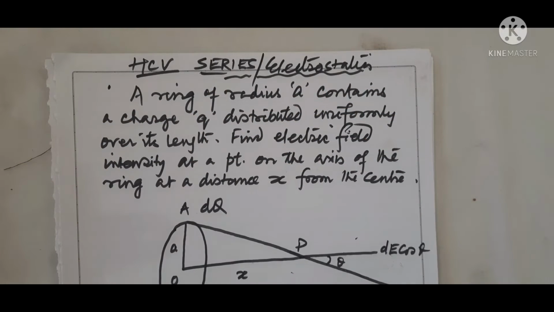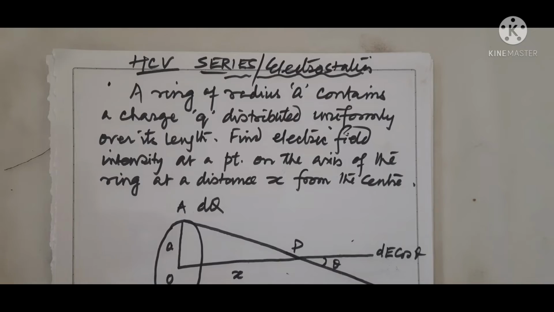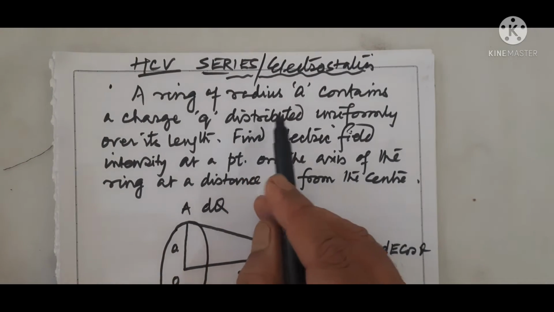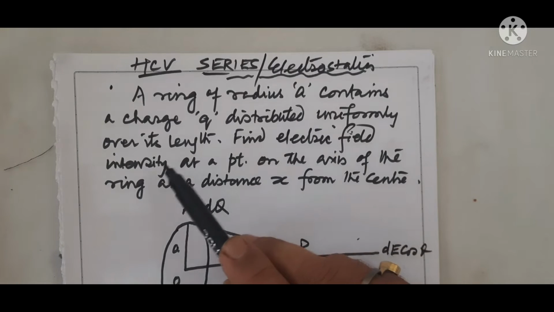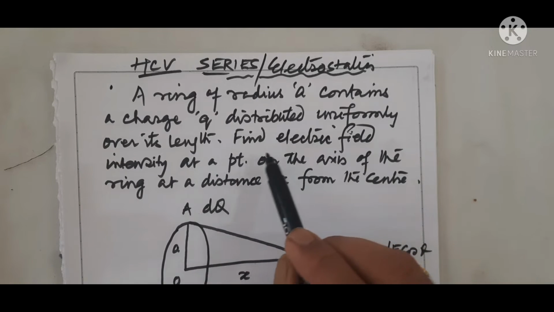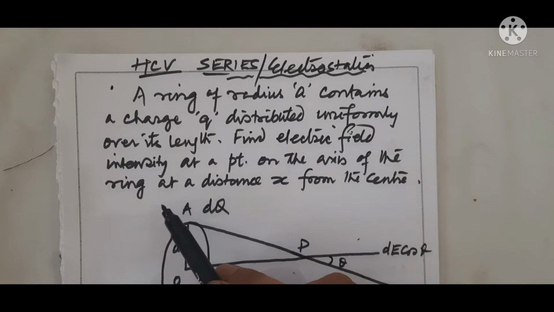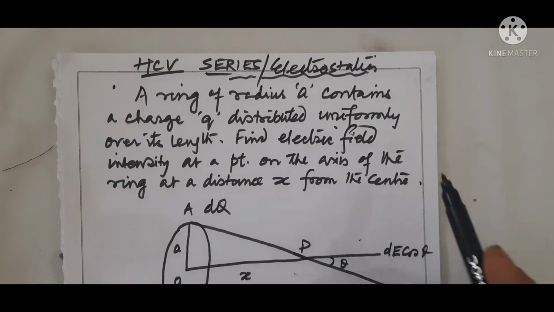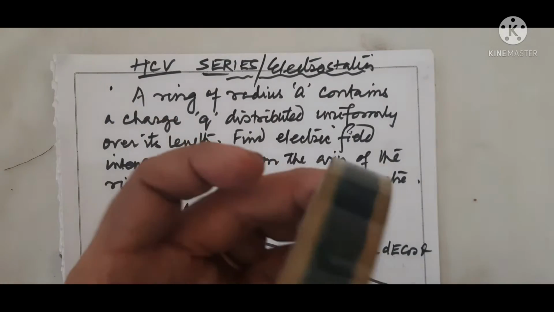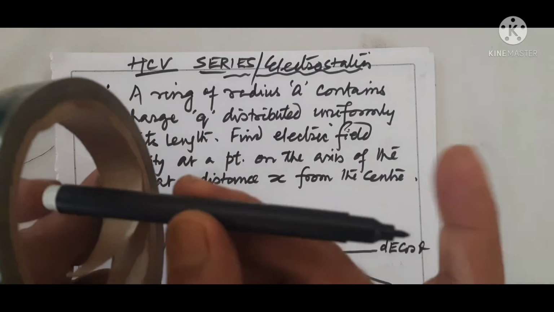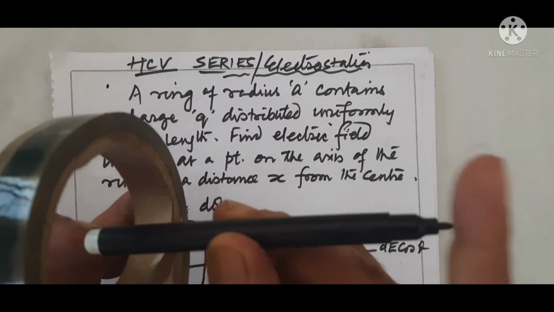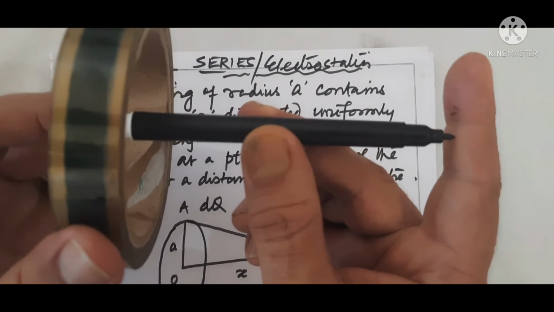So the HCV series continues with electrostatics. Now here is the question. A ring of radius a contains a charge Q distributed uniformly over its length. Find the electric field intensity at a point on the axis of the ring at a distance x from the center. Say for example this is a charged ring, and from its center, at a point P, you have to find out the electric field intensity.